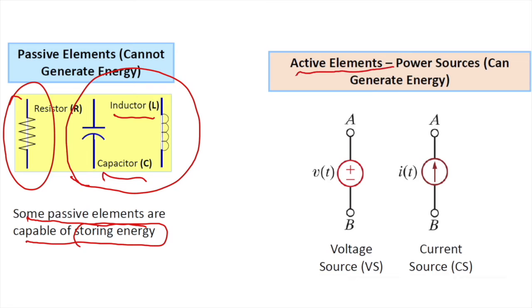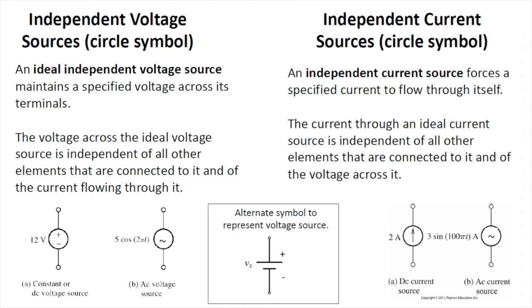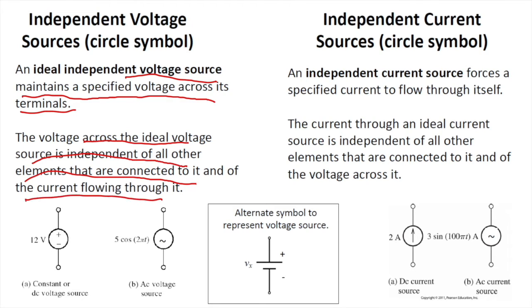The active elements refer to the power sources which can generate energy, and they include the voltage source and current source. First, let's take a look at the independent voltage source and independent current source. The independent voltage source maintains a specified voltage across its terminals. It is independent, so the voltage is not related to other quantities. The voltage across the ideal voltage source is independent of all other elements connected to it and of the current flowing through it.